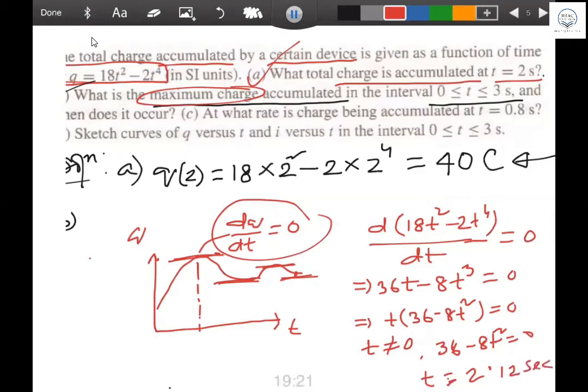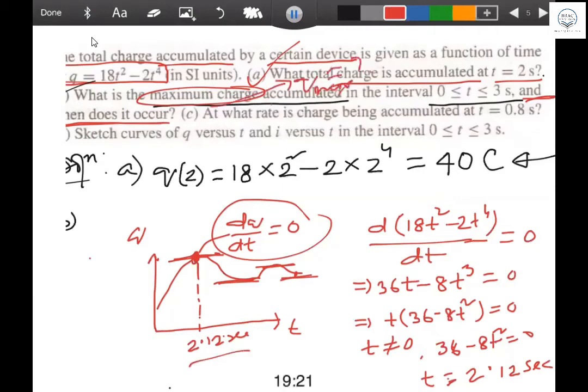Okay, I think everybody got it. That is t equal to 2.12 second. That means at t equal to 2.12 second, you get the maximum charging point. And the question is, what is the maximum charge? When it occurs, it occurs at 2.12 second. And what is the maximum charge, Q max?